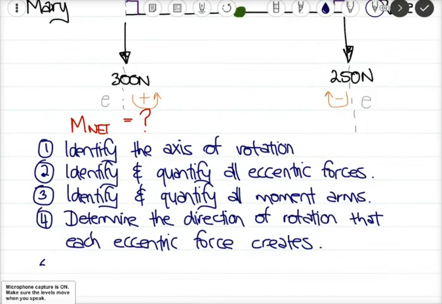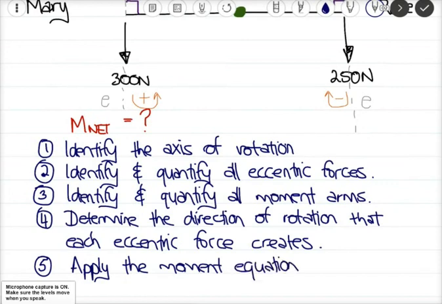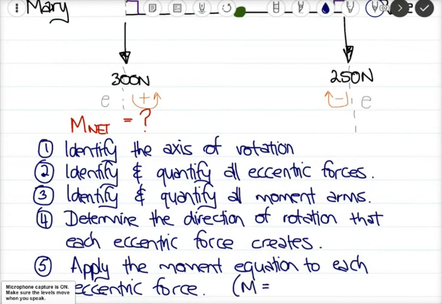Part 5 is to apply the moment equation to each eccentric force. Remember, moment is simply plus or minus, which the maths won't tell you. You have to work that out. The force times its moment arm. And I might put a P there for perpendicular, just to remind you.